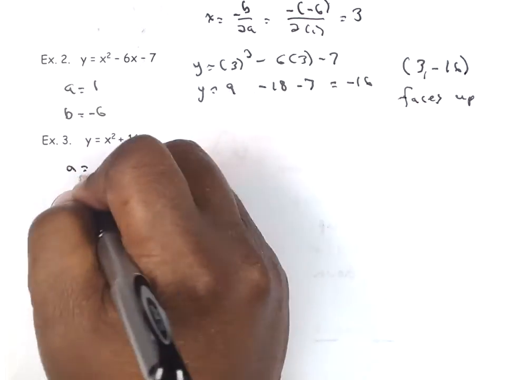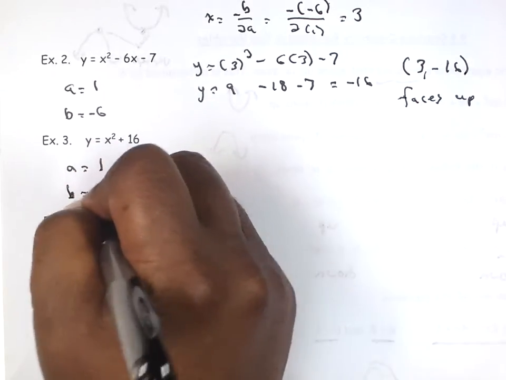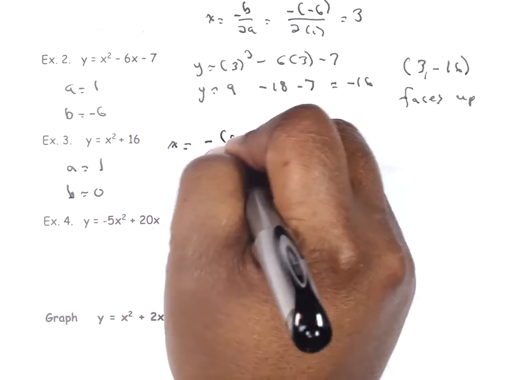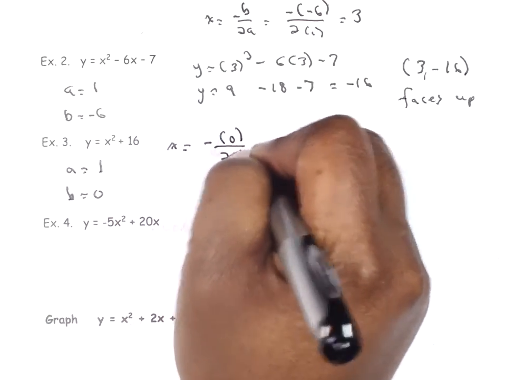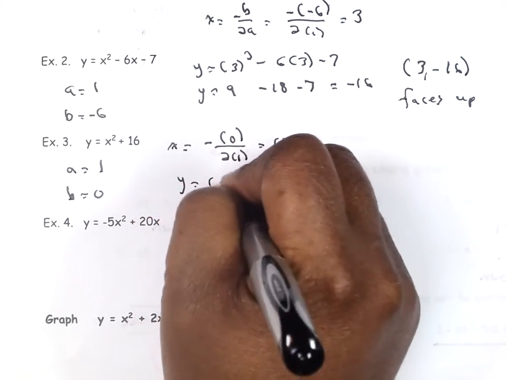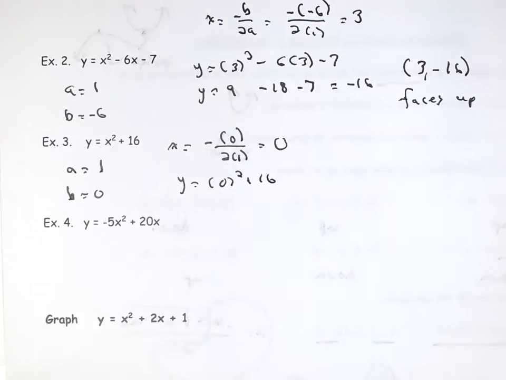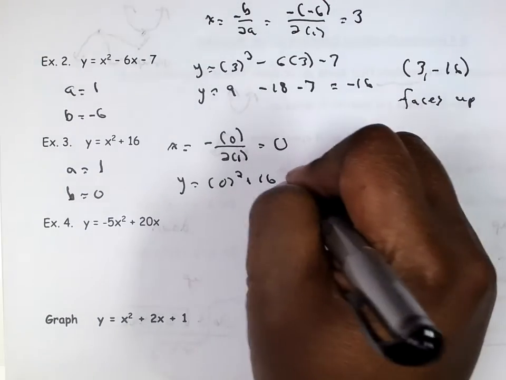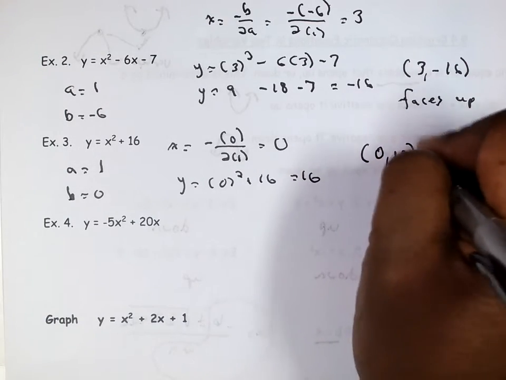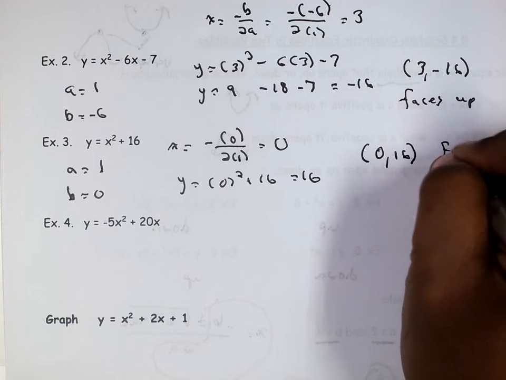For number 3, a is equal to 1, b is equal to 0. So I get negative of 0 over 2 times 1, which is just 0. So plug that in for x, we get y equals 0 squared plus 16, which is just 16. So the vertex here is 0, 16, and it faces up.